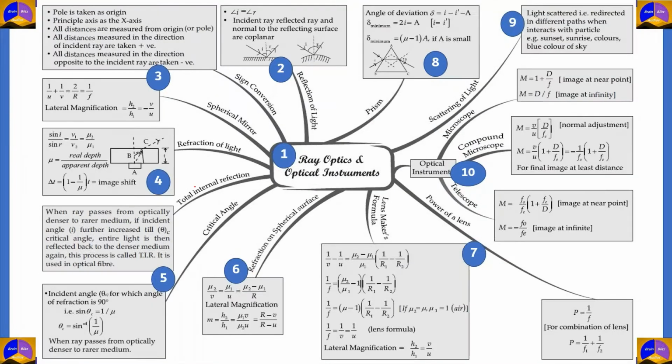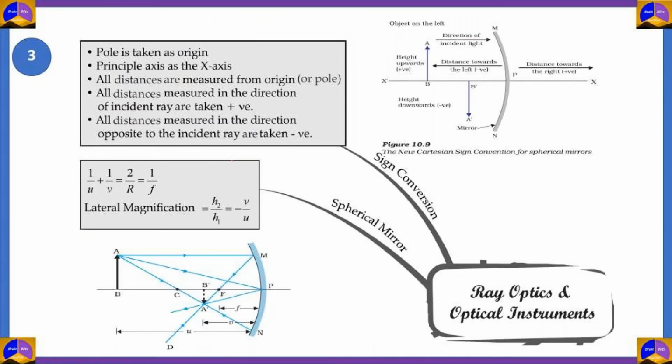Now let's look towards spherical mirrors. A spherical mirror is basically a mirror with a spherical reflecting surface. So if you take a sphere and then cut off, say, one portion of the sphere, then this part is what we refer to as the spherical mirror.